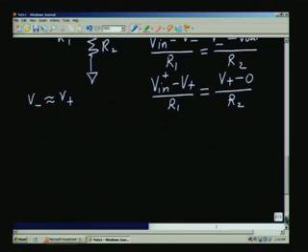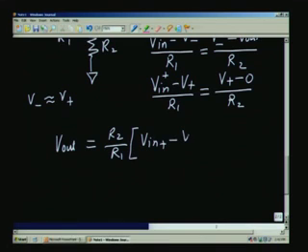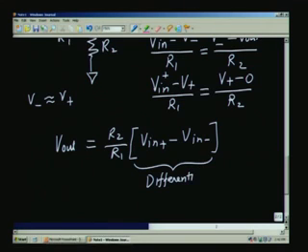So, we can see that V out will be simply given by R2 by R1 into V in plus minus V in minus. So, this is a differential signal, and this is the gain of the amplifier given by the resistance ratio R2 by R1.